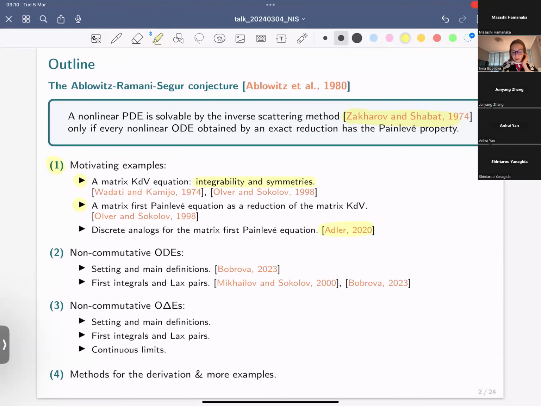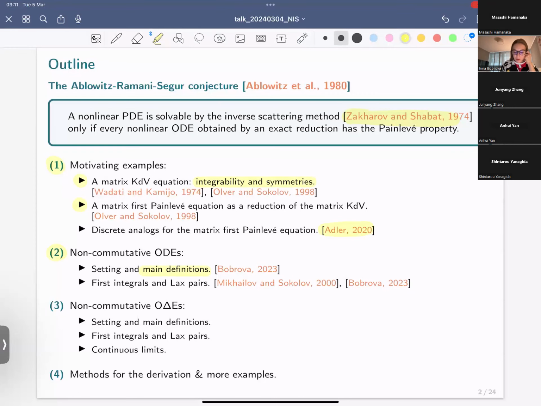The second part is about non-commutative ODEs. We need to set up the non-abelian case, and we need to give the main definitions in order to understand what exactly we want to get.